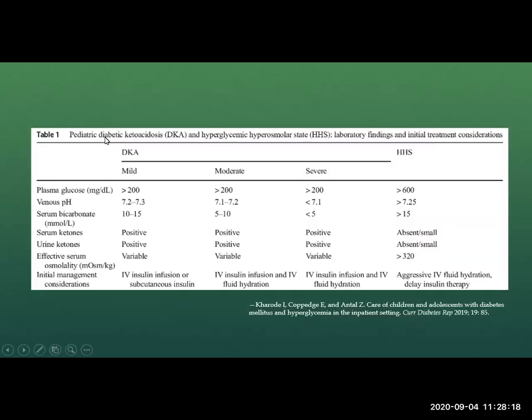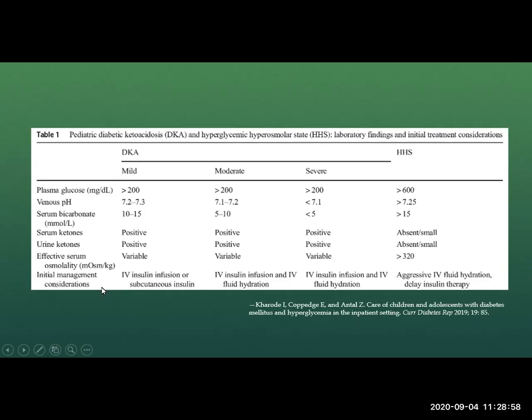Okay, so this is the breakdown of the difference between DKA and HHS. In general, for both DKA and HHS, the blood sugar tends to be high, but in HHS, the blood sugar tends to be really, really high, so above 600. The pH tends to be normal, again because you don't have that ketone production, you don't have acidosis, so you have a normal bicarb as well. With ketones, you can have small ketones from dehydration, but it's generally not as much as in DKA, where you usually see moderate or large ketones on the UA. Osmolarity, again, is very high, greater than 320.